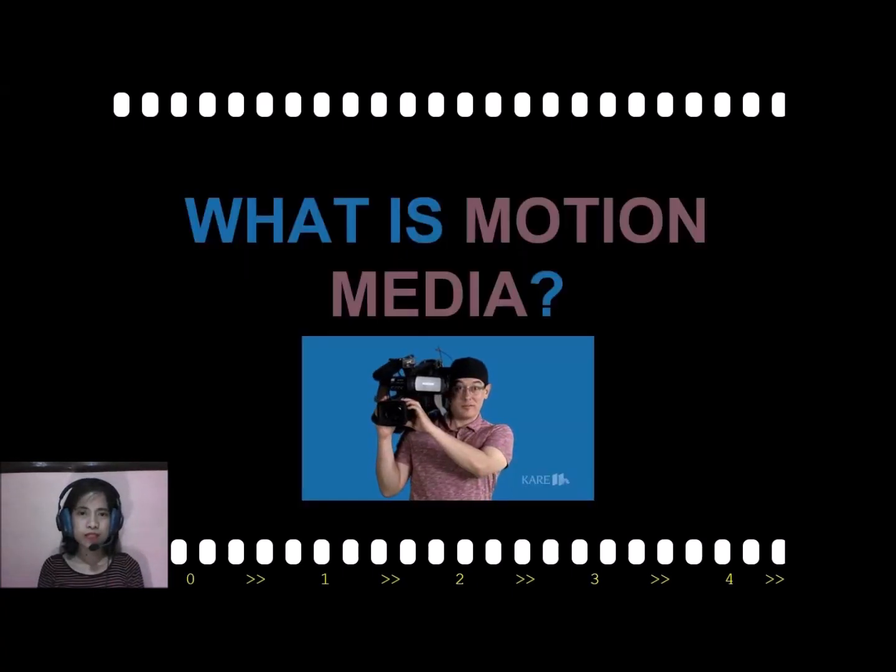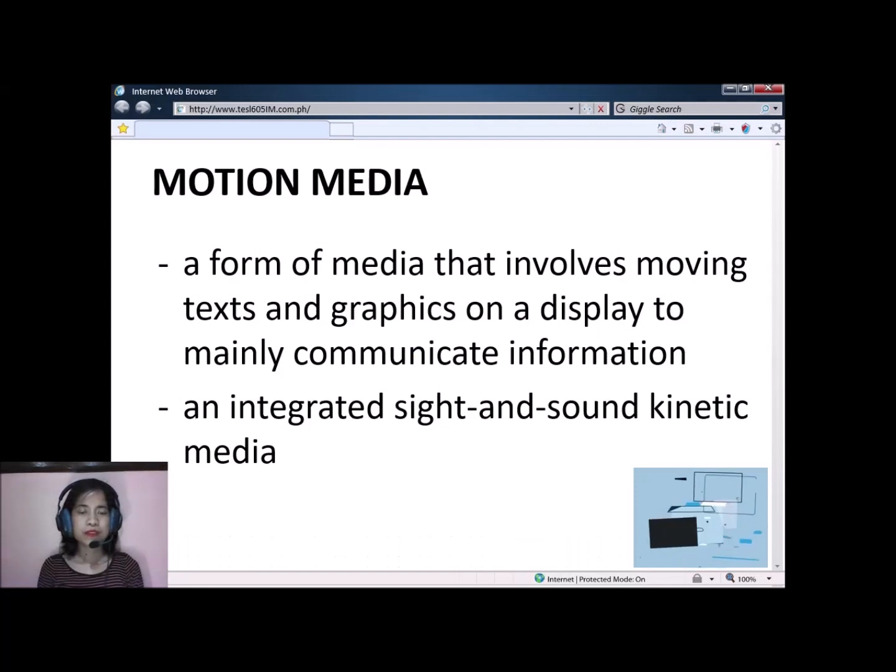What is motion media? I have here definitions of motion media. First, motion media is a form of media that involves the appearance of moving text and graphics, and they are on a display to mainly communicate information.